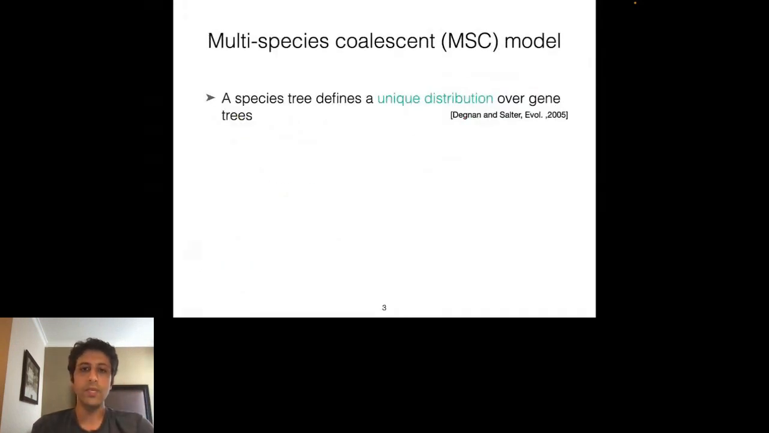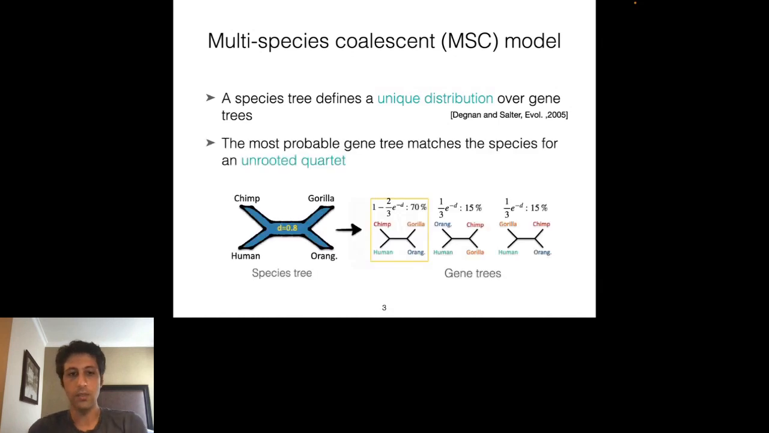The model that we use to study ILS is called the multi-species coalescent. And what really matters under this model is just a very simple observation, which is that the model defines a unique distribution over topologies of the gene trees if you give me the species tree with branch lengths in coalescent units.